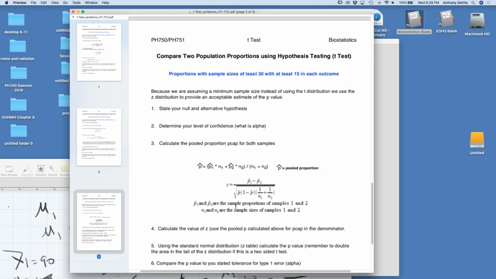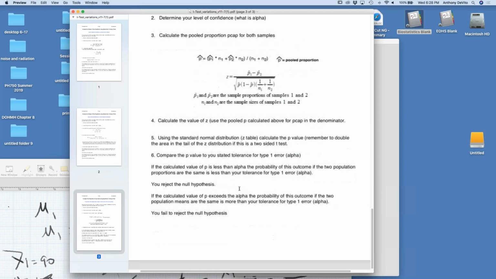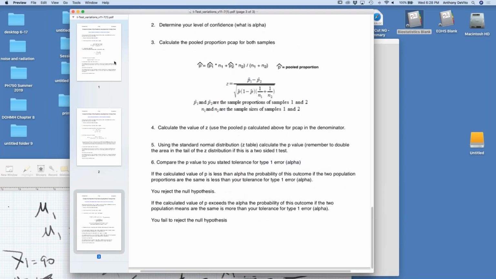And if this came out to be 2.15, we would reject the null hypothesis, accept the alternative. If this came out to be 1.91, we would fail to reject the null hypothesis, right? Because it's under that 1.96. Okay, so that's really what we're dealing with here.